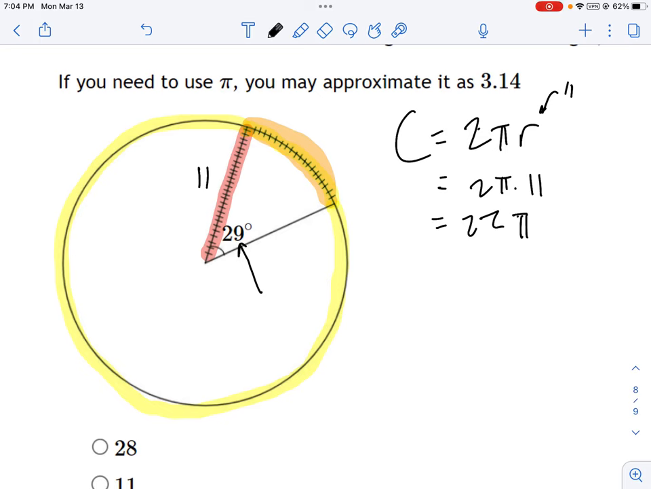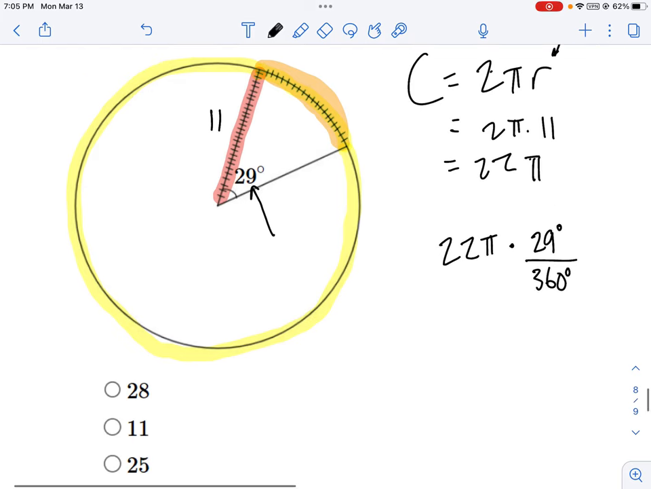Well, we know that of that 22 pi, we're only taking 29 degrees of it. And what's the whole circle degree measure? 360, right? To go all the way around a circle, it's 360 degrees. That means that if you take your circumference and you multiply it by the amount of circle you have, that's it. This is a percentage. You're just taking a certain percentage of the circumference. That's all we're doing here, and that's how we can find our arc length.